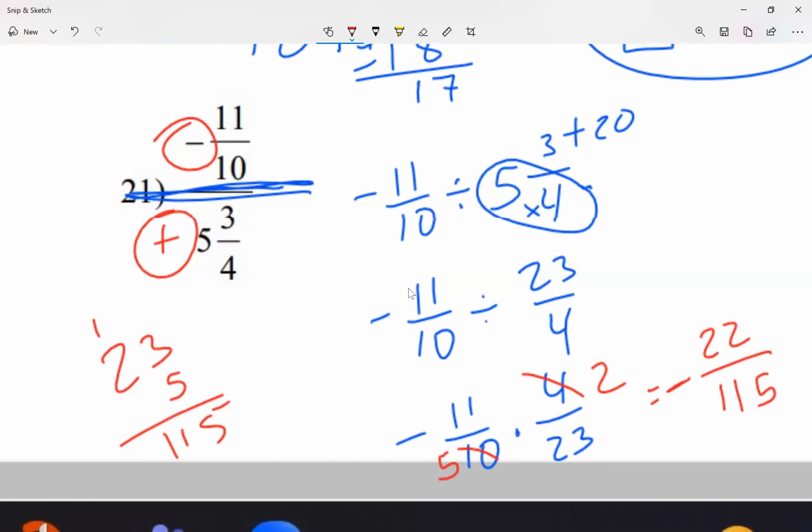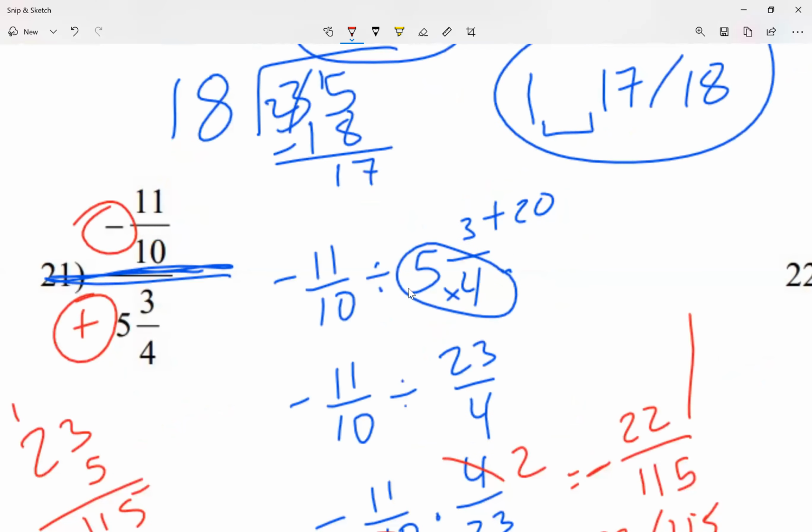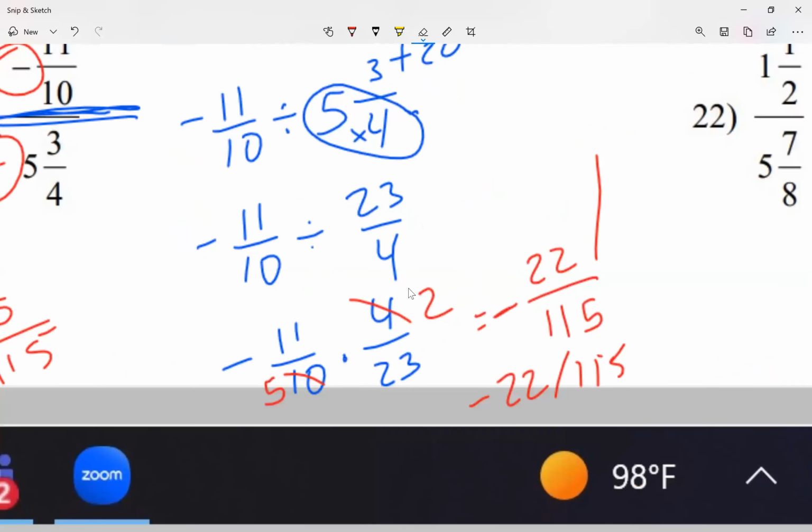Then I ask myself, is the big number on top or the bottom? 22 and 115. The big number on top or the bottom? If it is at the bottom, I'm good, which is the case. My answer is -22 over 115. If the big number was on the top, make it into a mixed number. You cannot have big numbers on the top.